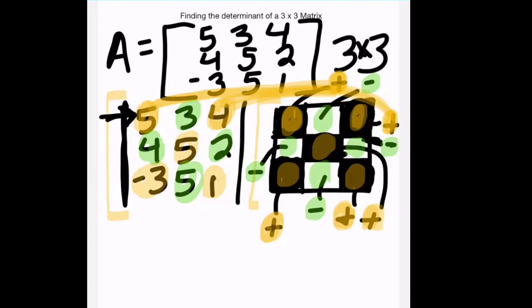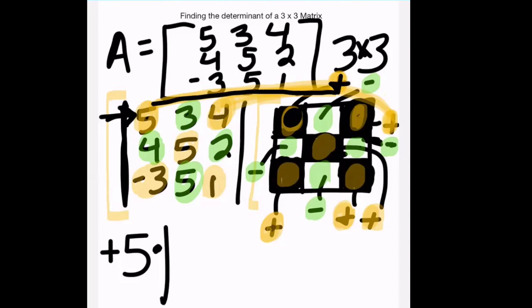So first, we're going to look at 5. So we write positive 5 here. Remember, 5 corresponds with this positive over here. Okay, so positive 5, and we're going to multiply that by something. We're going to multiply that by a submatrix. So what that means is that we're going to look at this 5. Remember, this is why we wrote positive 5 over here.